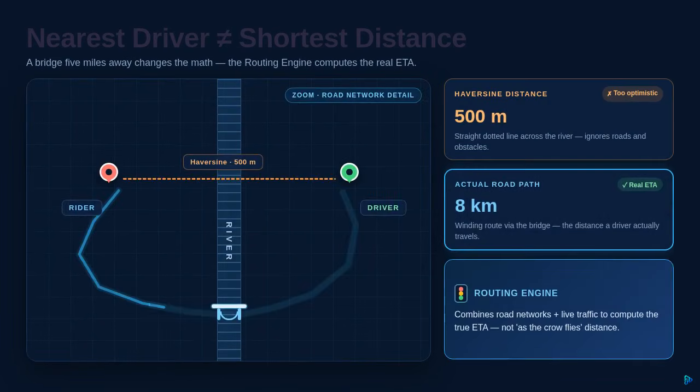Remember, the nearest driver isn't always the one with the shortest distance. A driver might be just across the river, but the nearest bridge is 5 miles away. This is why the system must integrate with a routing engine to calculate the real ETA based on road networks and traffic, not just as the crow flies distance.